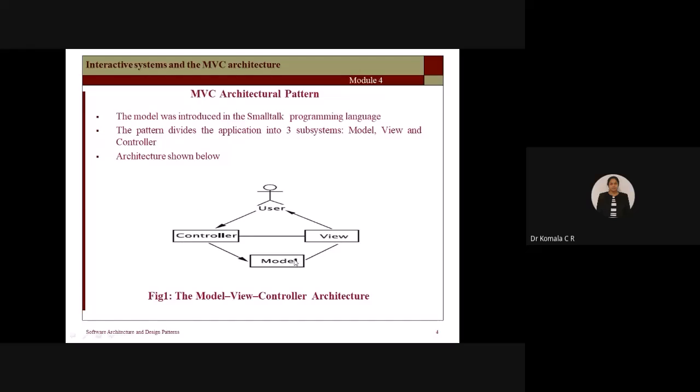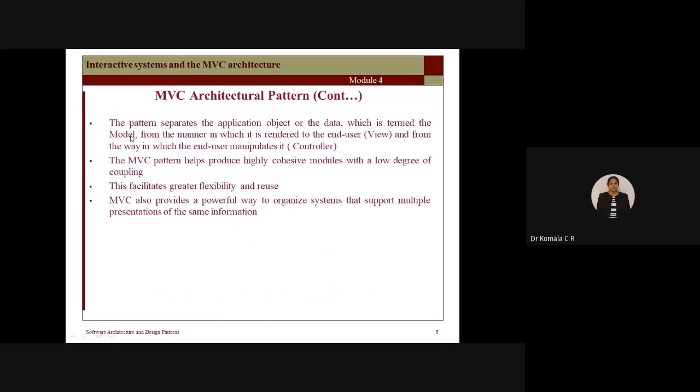So let us see what actually the MVC architecture pattern is. Let us see what the model is first. See, this architecture pattern was introduced in a programming language called Smalltalk. The pattern divides the application into 3 subsystems. What are those? Model, view, and controller. There are 3 units, subsystems. So the pattern separates the application object or the data, which is termed the model.